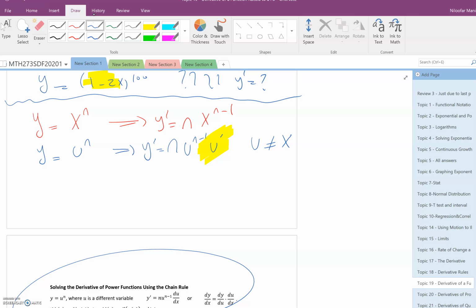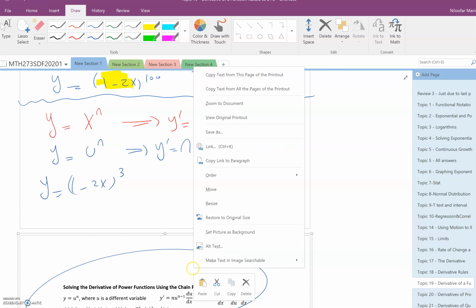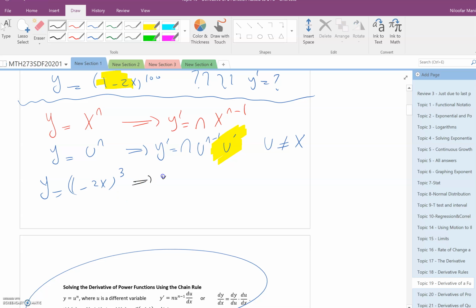So, example, y is (1 minus 2x) power 3. Okay, what is the answer if you have x power 3? 3x power 2. Yes. Okay, so now you say, I want to find y prime. What is y prime? I tell you, okay, do y equal x power 3. Y prime is 3x power 2.